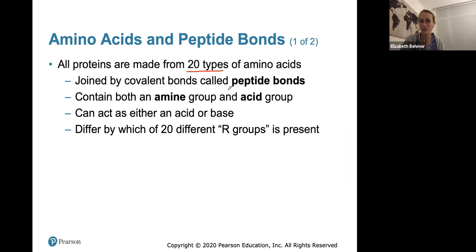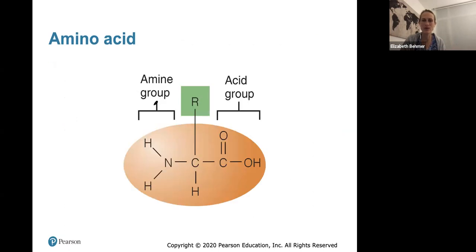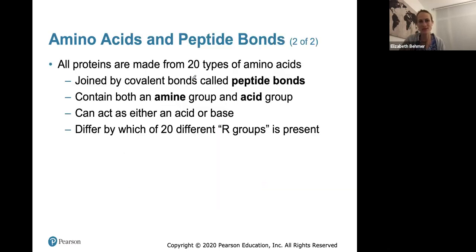Amino acids are joined by a specific type of covalent bond called a peptide bond. Amino acids contain an amine group and an acid group, and they differ by which R group is present. So for example, an amino acid has this general base structure with the amine group and the acid group on one end, and then the green box, the R group, will change and look a little different for each of the 20 different amino acids.